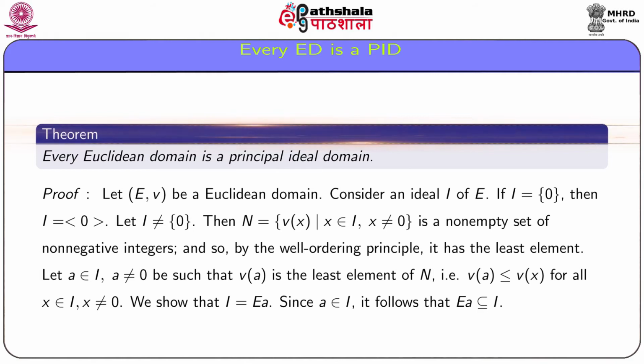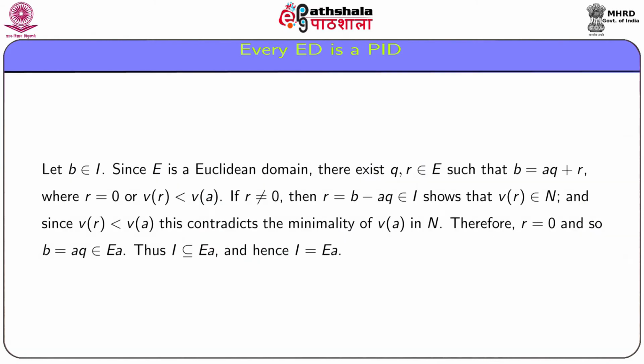Assume that A is a non-zero element in I having the least valuation V(A), that is V(A) is less than or equal to V(x) for all non-zero x in I. We show that this A is a generator of I, that is we have to prove that I is equal to EA, that is every element of I can be expressed as a multiple of A. First note that since A is in I and I is an ideal, we have EA is a subset of I. For the converse, that is reverse inclusion, assume an arbitrary element B from I.